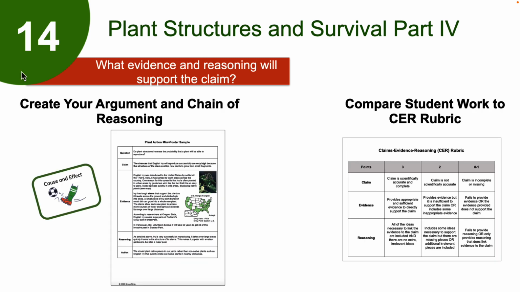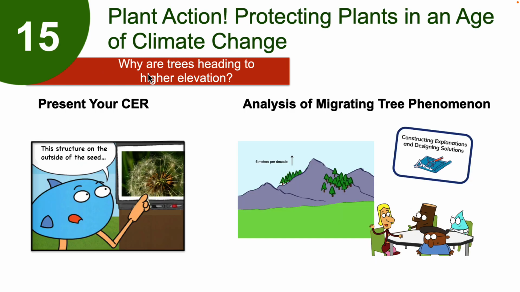In Lesson 14, students return to the claim that they previously made about a plant's structures. And using the data they've collected over the last few lessons, students are able to complete a plant action poster using the plant action sample poster as a template. Students use most of the class period to complete their poster, and they self-assess using the CER rubric to help them improve their argument. In the next lesson, students share their mini poster CER analysis in small groups, and after sharing, they reflect on what they learned about plants during this series of lessons.